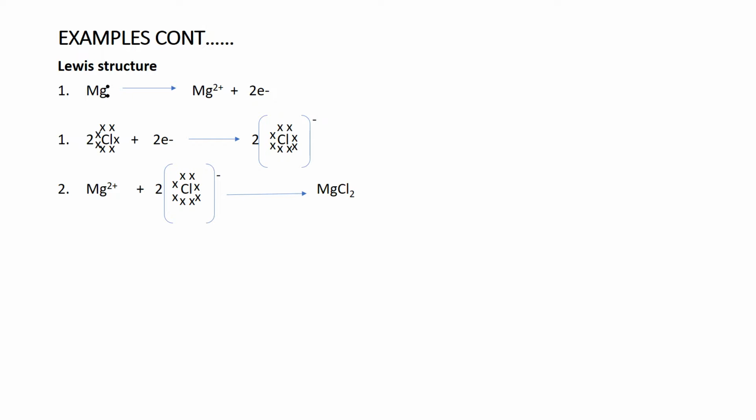And then the Lewis structure. How does this actually happen? Magnesium has 2 valence electrons and it decides to lose these valence electrons so it can acquire the octet structure, or the structure of the nearest noble gas. And then the 2 chlorine atoms each gain 1 electron, and when these combine, they form a neutral compound, which is MgCl2.